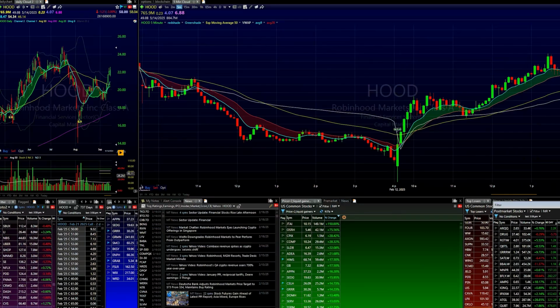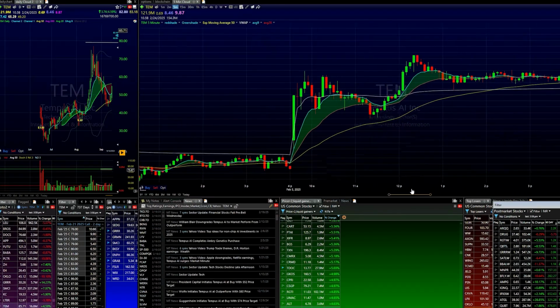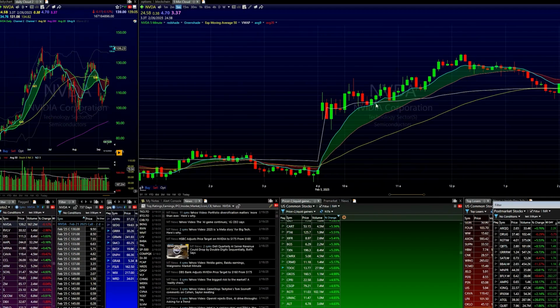Robinhood, bounce off the 9 EMA. Coinbase, bounce off the 9 EMA. Nvidia, pop, bounce to the 9 EMA, rip. Stock after stock will do this if it's got momentum. You don't have to have crazy strategies to make money. What you need is some simplicity and to be in the right names.